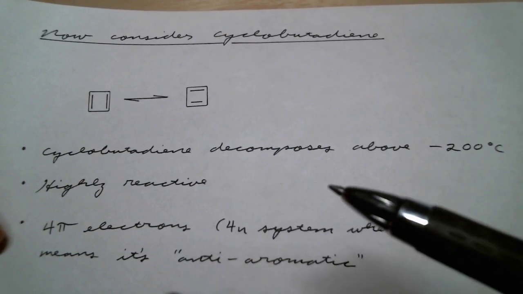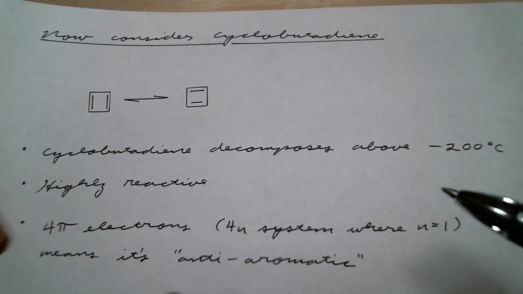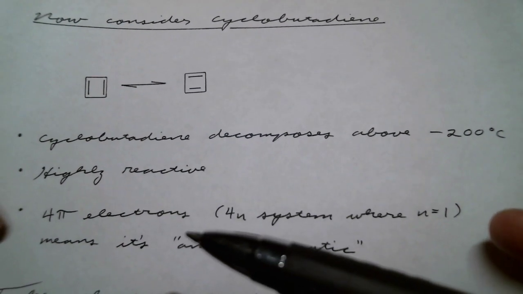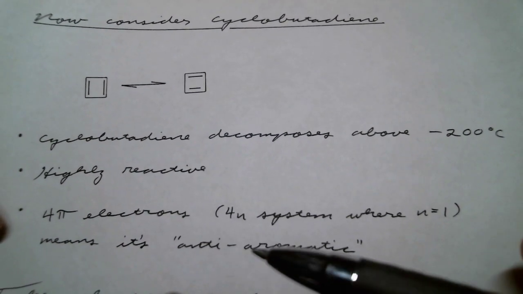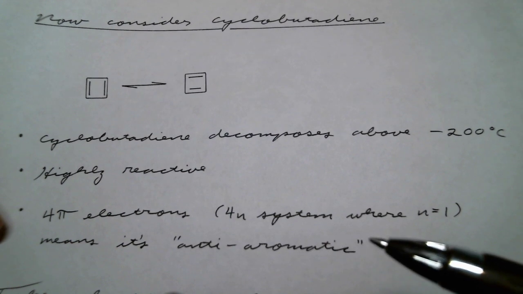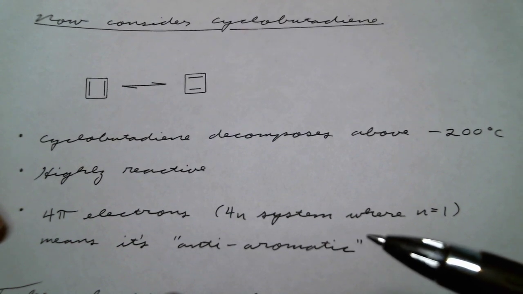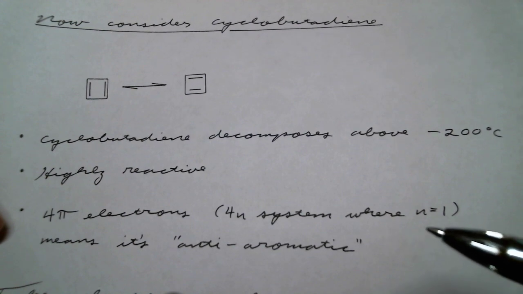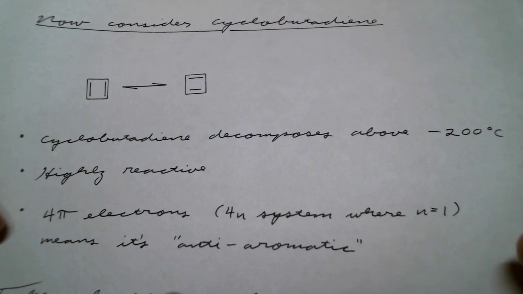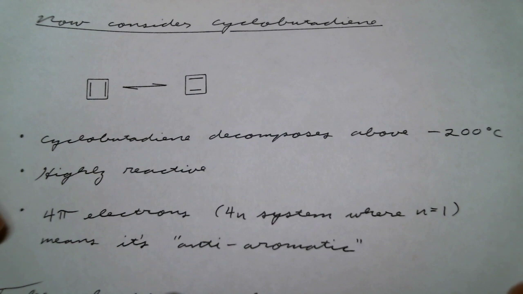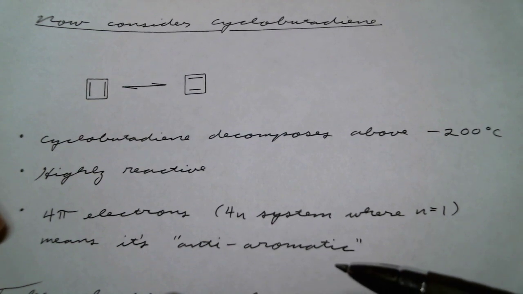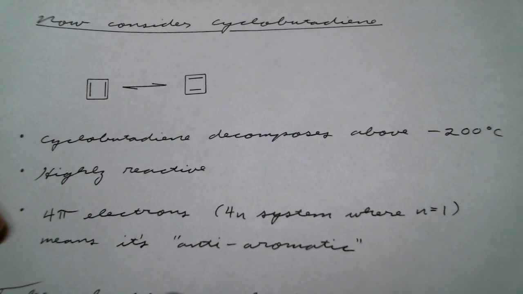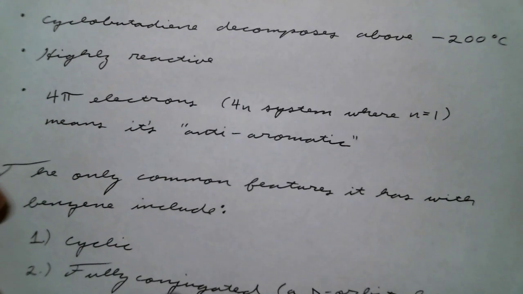So cyclobutadiene decomposes above negative 200 degrees C. It's highly reactive, and wow, it's got 4 pi electrons, right? So you could characterize this as a 4n system of electrons where n equals 1. And what this means is it's anti-aromatic. So it has characteristics that are different than aromatic characteristics.